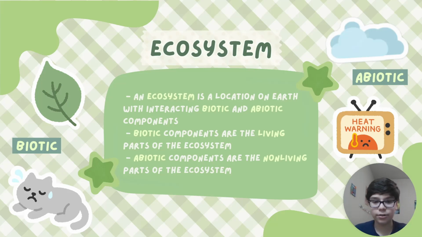So, abiotic factors are non-living parts that directly affect the ecosystem. Some good examples to know for your abiotic factors are your soil, your sunlight, temperature, wind, water, rocks. Honestly, there's just a lot of stuff. Weather, climate.